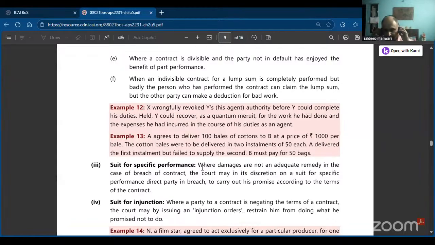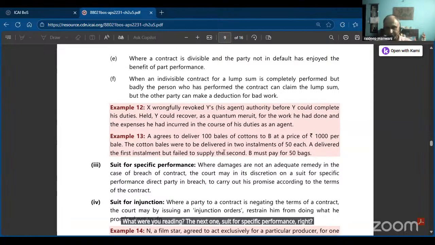Yeah, Pranav, you can continue. What were you reading? The next one, suit for specific performance, right? Where damages are not an adequate remedy in the case of breach of contract, the court may, in its discretion, on a suit for specific performance, direct the party in breach to carry out his promise according to the terms of the contract. Okay. Now see, whenever the damages is not an adequate remedy for breach of contract.